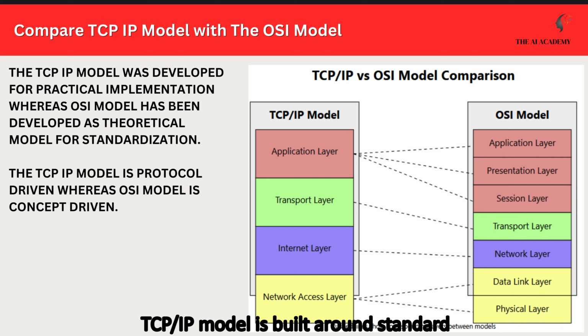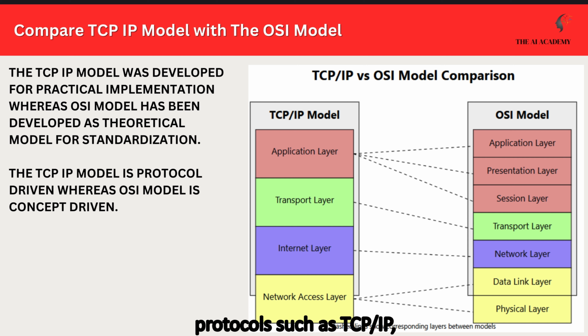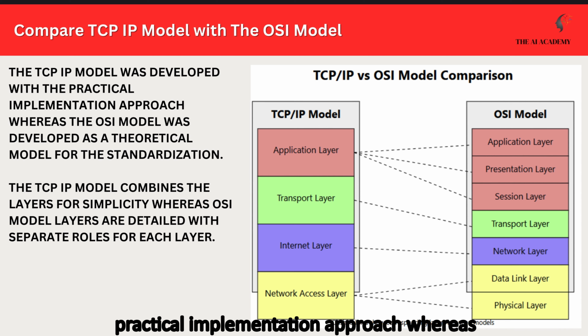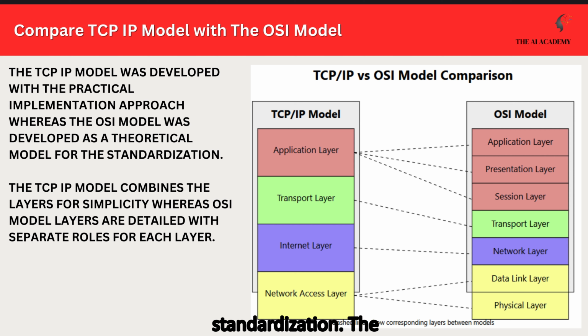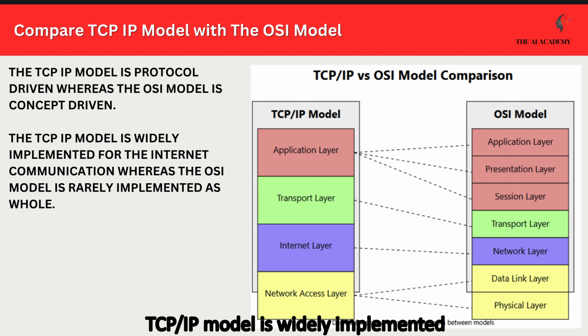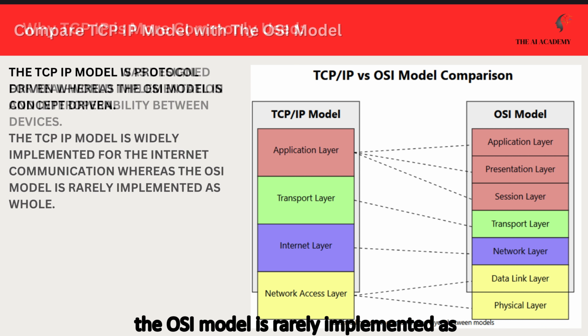The TCP/IP model is built around standard protocols such as TCP, IP, and HTTP, whereas the OSI model is protocol-agnostic and doesn't tie to specific ones. The TCP/IP model combines the layers for simplicity whereas the OSI model layers are detailed with separate roles for each layer. The TCP/IP model is widely implemented for Internet communication whereas the OSI model is rarely implemented as a whole.